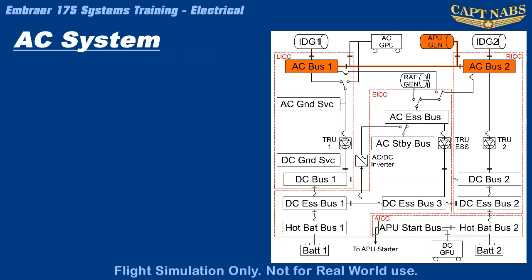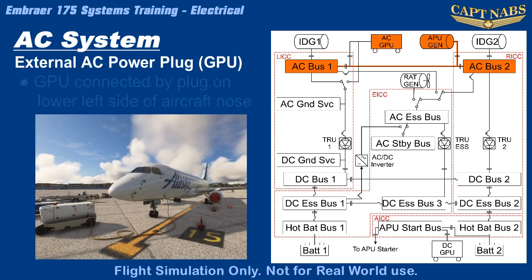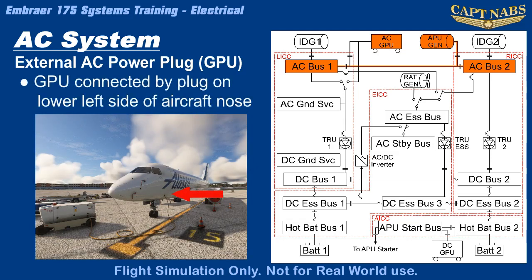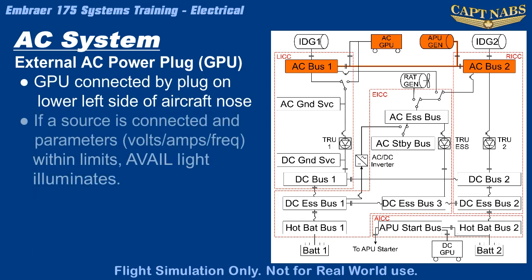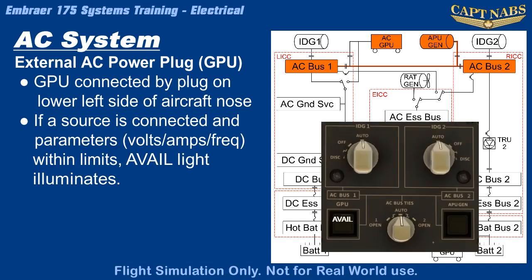The other normal source of AC electrical power is the external power plug, commonly referred to as the ground power unit or GPU. The GPU is connected via a plug on the lower left side of the aircraft nose. When a source is connected and the source is providing power within acceptable limits of voltage, amperage, and frequency, the avail light illuminates in the GPU switch on the electrical panel.